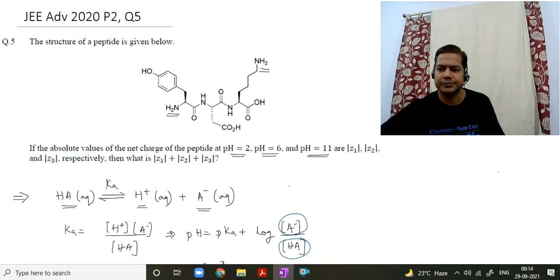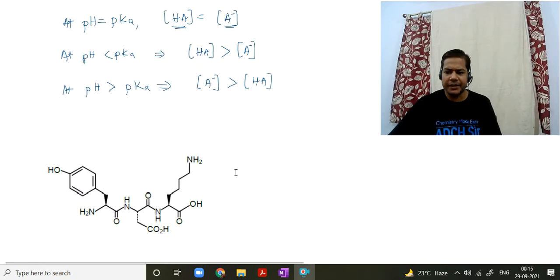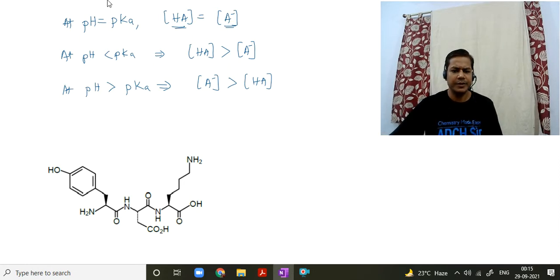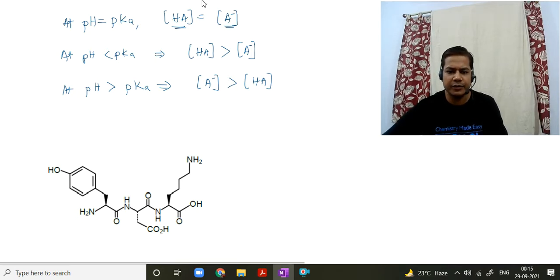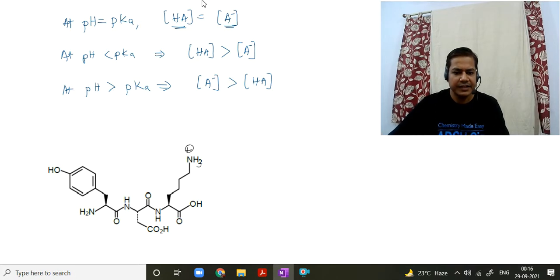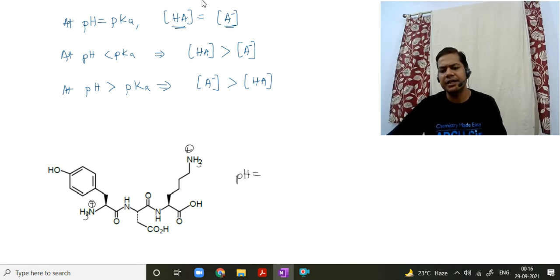Now this is the peptide. The 2 basic groups here are the 2 NH2 groups. At very low pH, both these NH2 groups will remain in the protonated form. This will rather exist as NH3 plus, and this will also exist as NH3 plus. So this is the form that will predominantly exist at pH equal to 2.